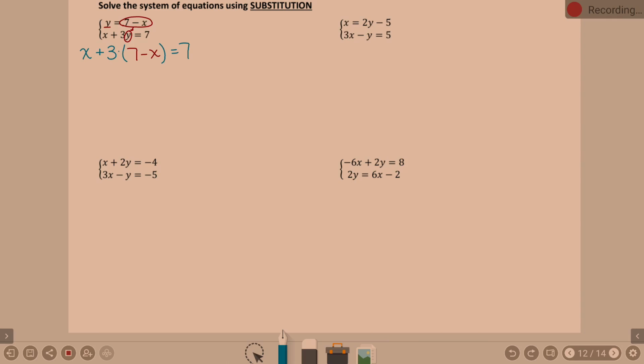You have an equation with x. How do I solve for x? What's step 1? Ian? Okay. We have to distribute the 3. So x plus 3 times 7 is 21. 3 times minus x, minus 3x, equals 7.